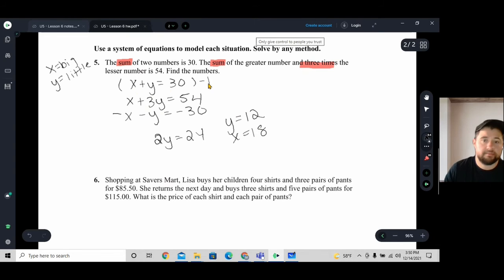18 plus 12 is 30. Let's check and see if we're right. 3 times 12 is 36. 18 plus 36 equals 54.